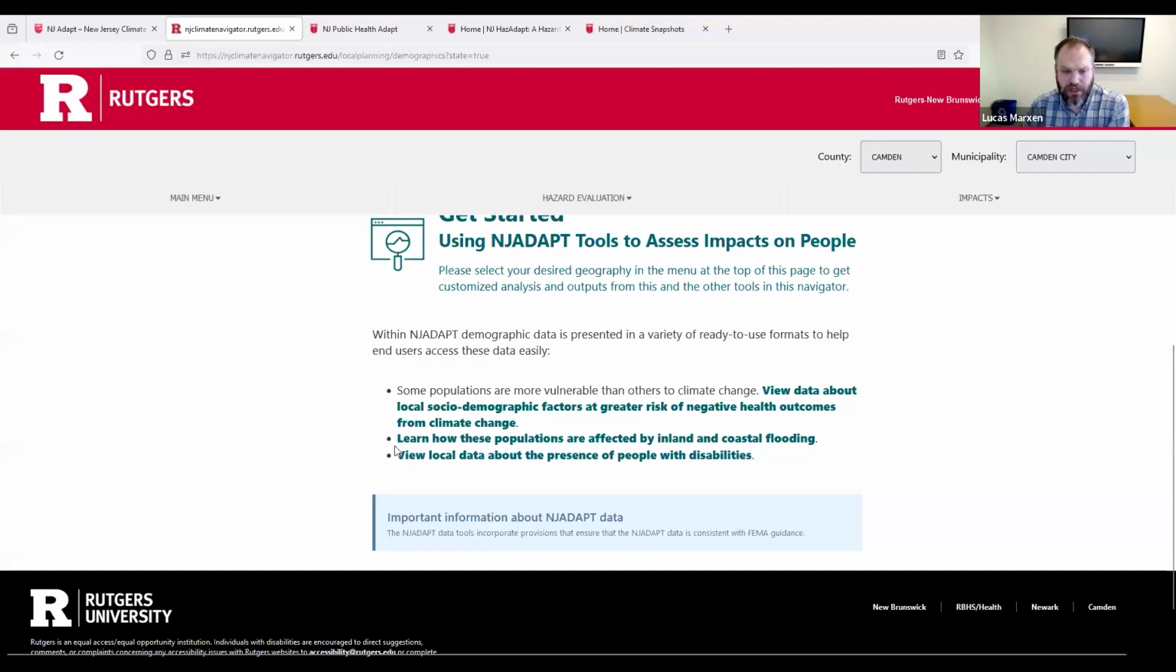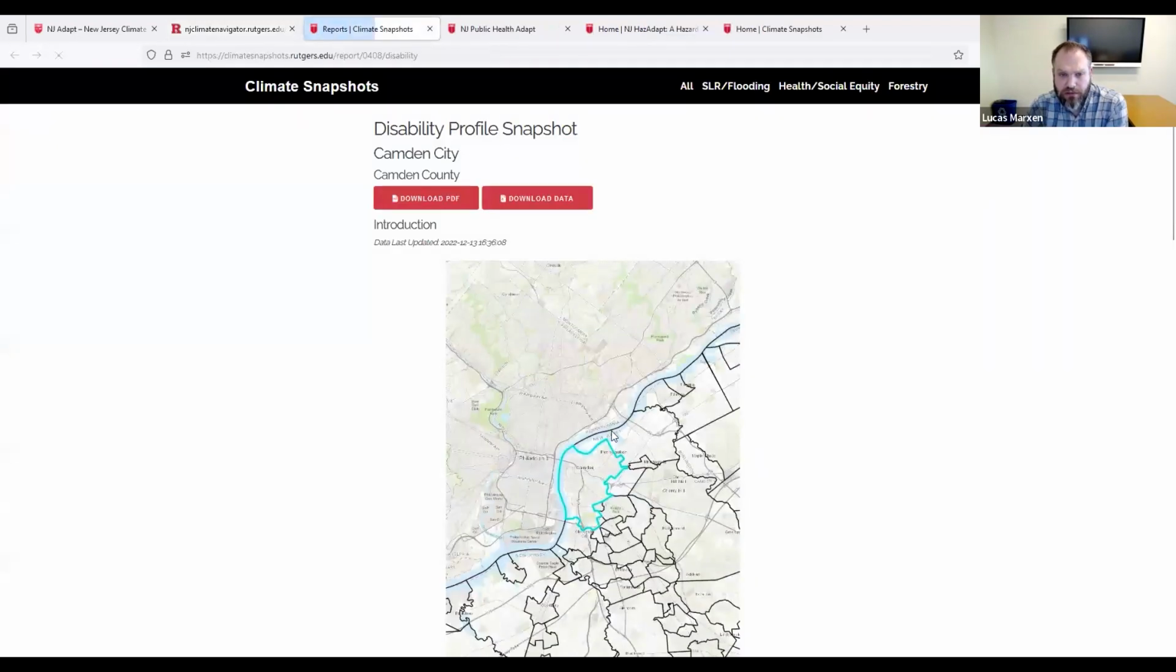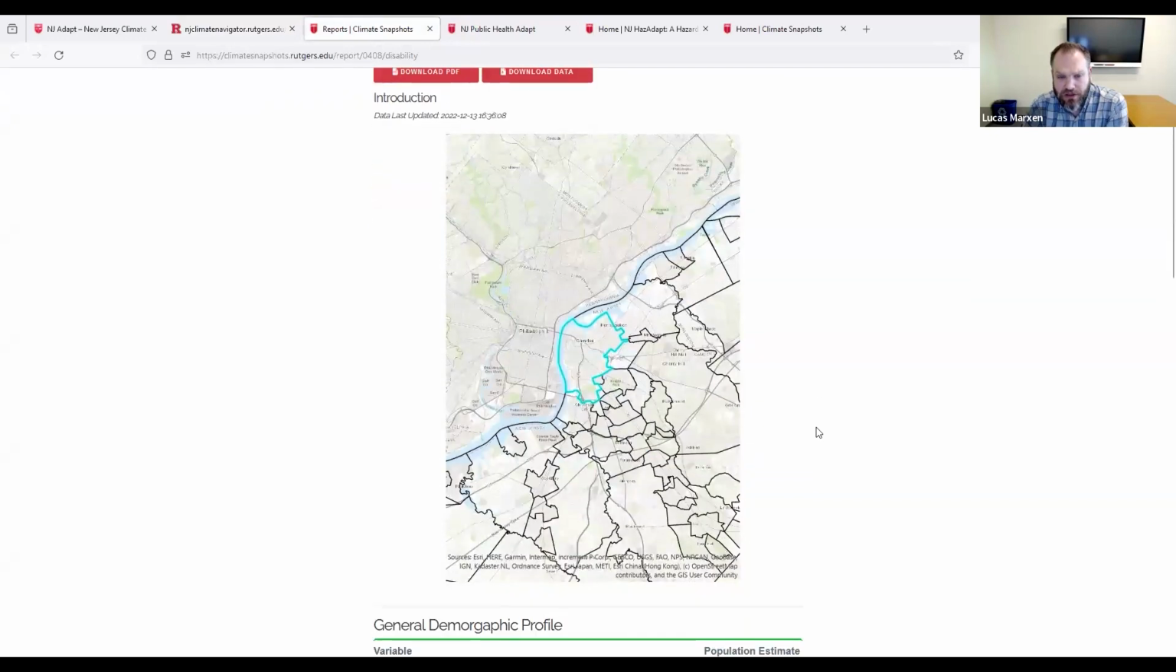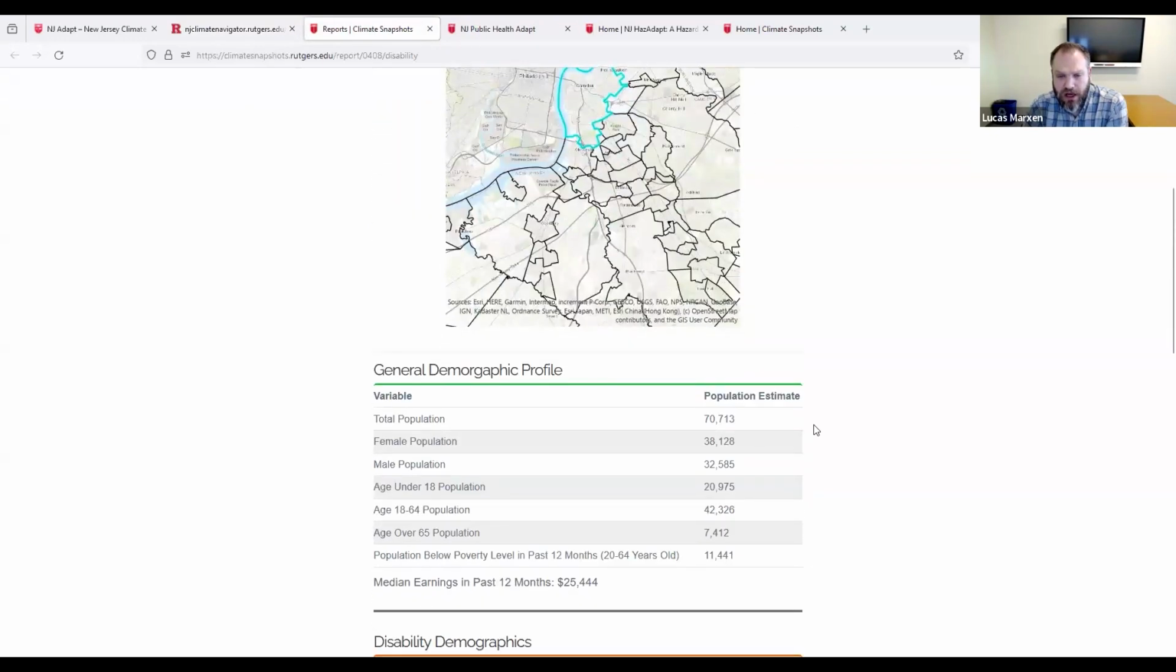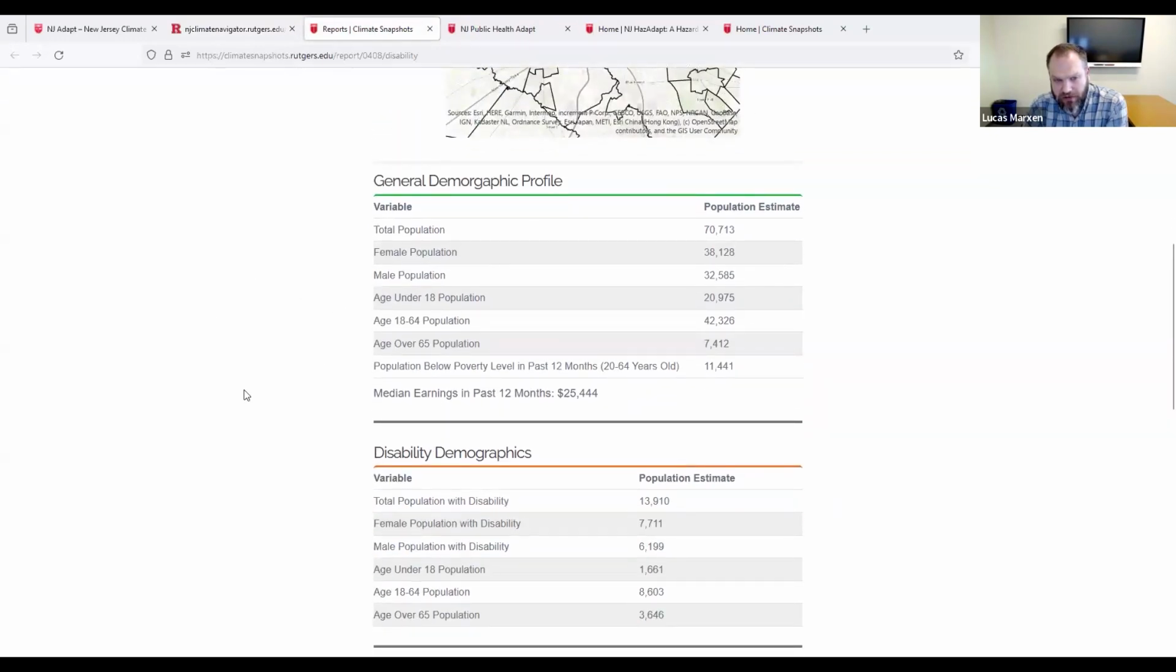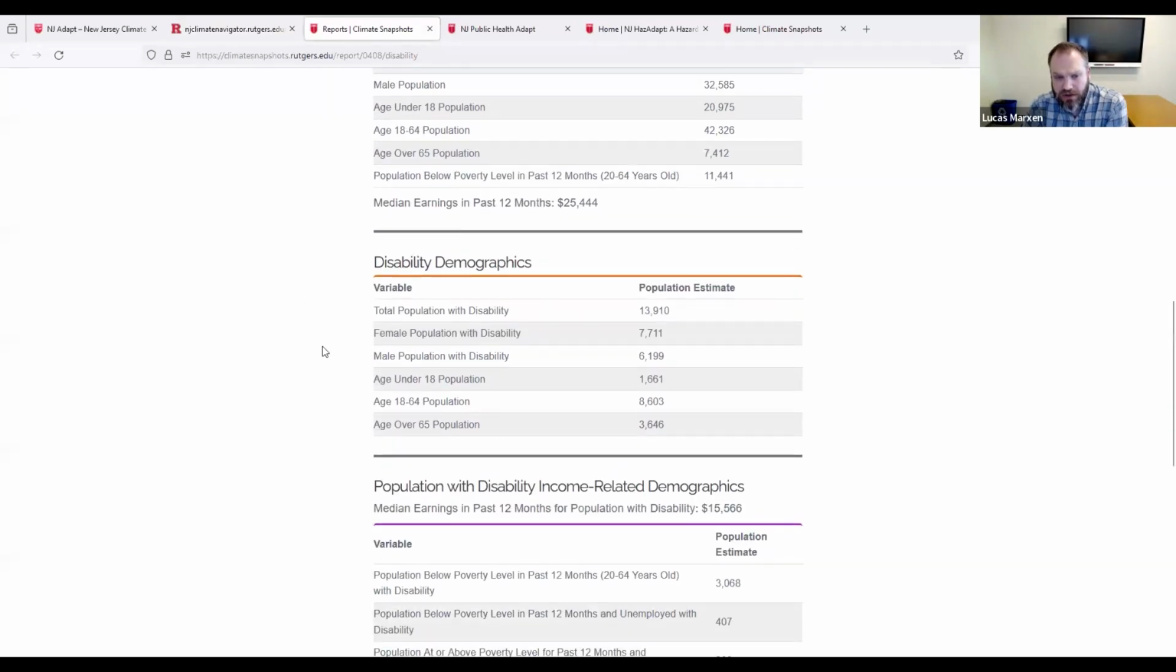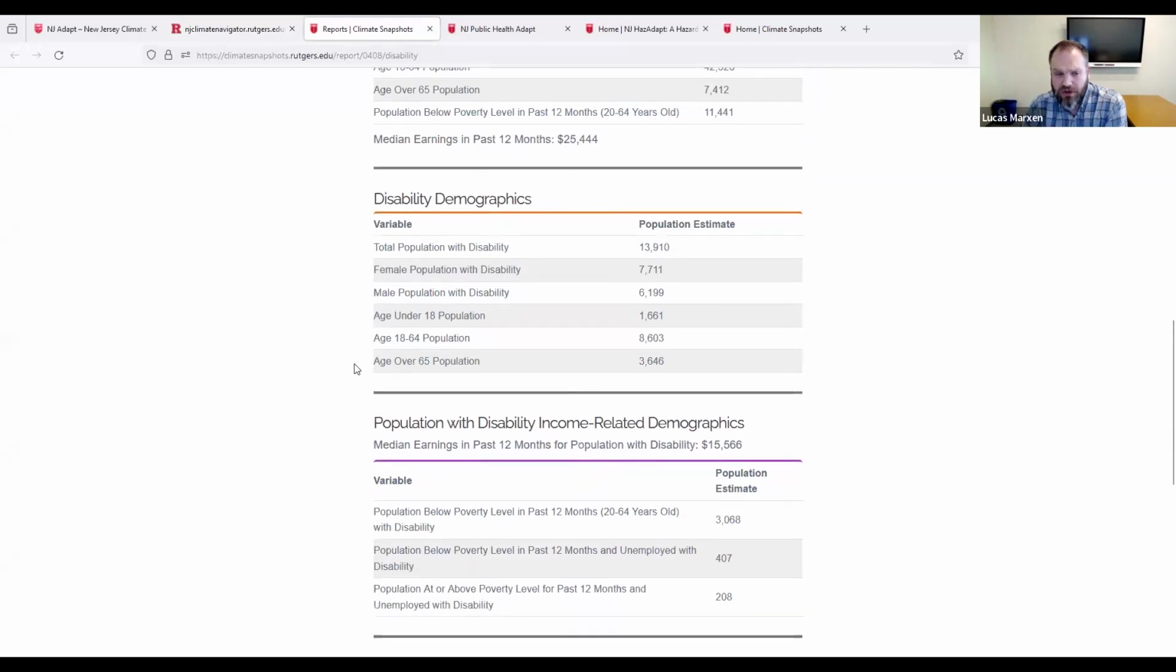Thanks, Lucas. And so the final one we have here is local data about the presence of people with disabilities that may be specifically at risk to some of the issues regarding climate change and their impacts. So this provides a profile snapshot for your locality, again, providing information about just the general demographics, but then giving a breakout in terms of the disability demographics within your municipality.